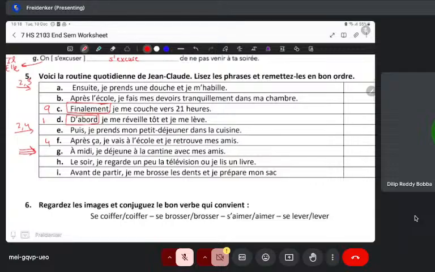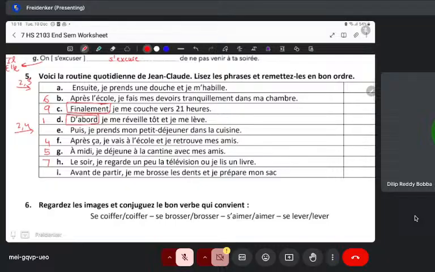After that I go to the school and I find my friends. Then in the afternoon I have lunch in the canteen with my friends. Then after school, I do my homework, maybe peacefully, in my bedroom. Then in the evening, I watch a little bit of television and I read a book. Okay. We missed this. My bad. So before leaving, I brush my teeth and then I prepare my bag.